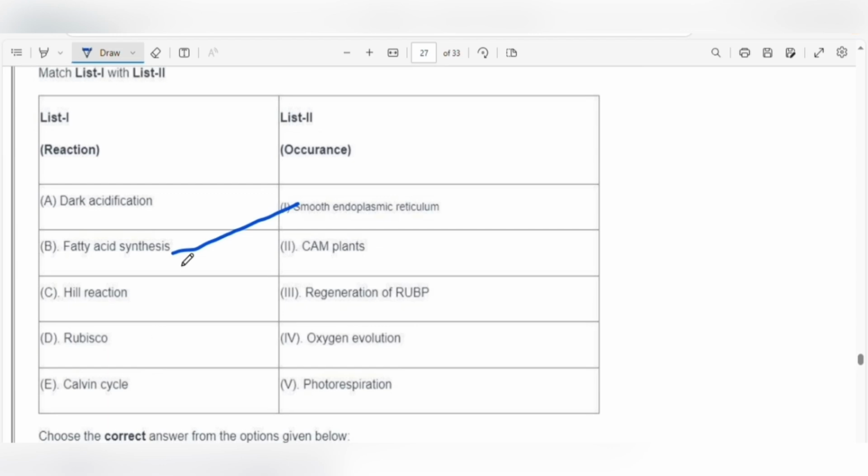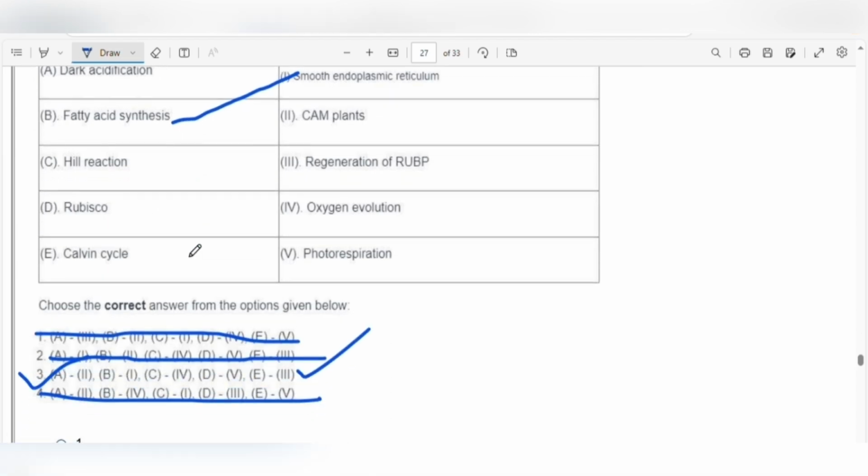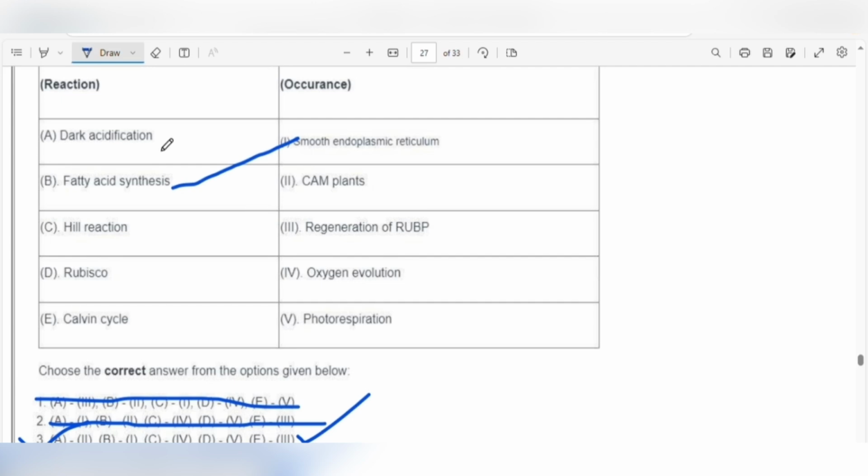Alright, fatty acid synthesis is done by smooth endoplasmic reticulum. Dark acidification, I think you all know this. Dark acidification takes place in the CAM plants, that is the crassulacean acid metabolism, where due to the water saving strategies, they do the fixation process at night in dark, in the absence of light, so that transpiration is reduced from the plants. And Hill reaction, I think you all know Hill reaction is the splitting of water during the time of photosynthesis and the release of oxygen. The oxygen that is released by the plants during photosynthesis comes from the water, and the splitting of water, I think you already know this.